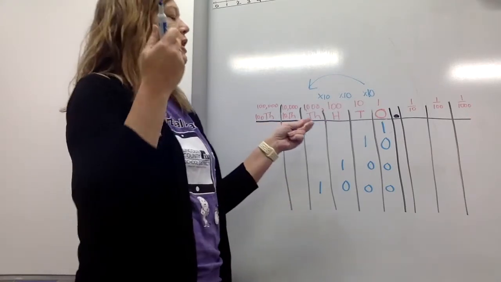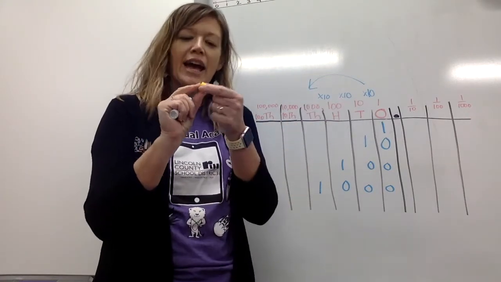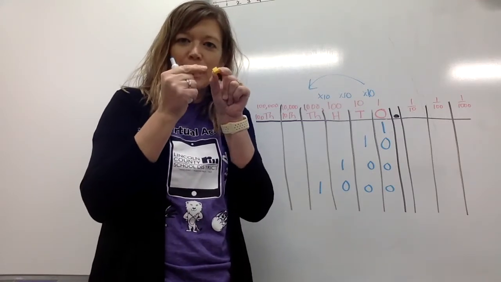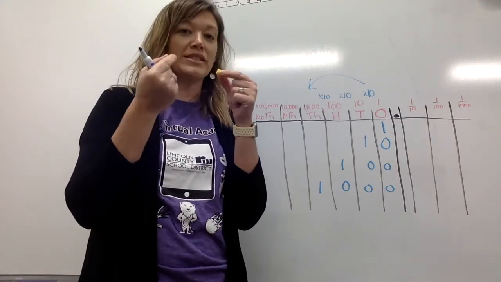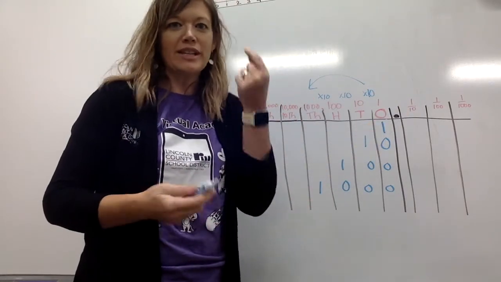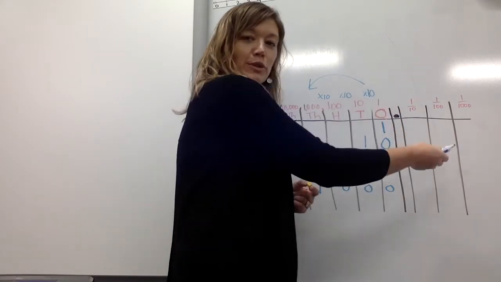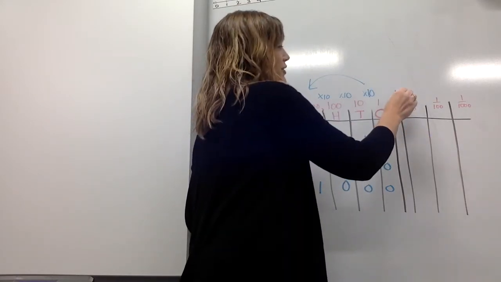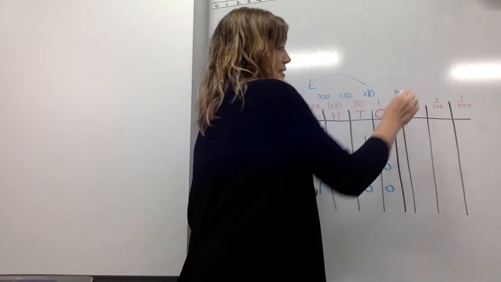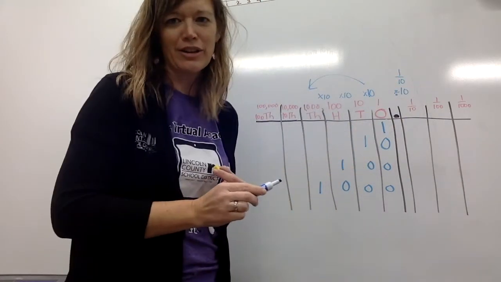The same is true as I go the other way. If I were to take 1 and break it into 10 equal parts, I would have 1/10. 1/10 is the same as saying dividing 1 into 10 little parts. So as I go to the right, I am actually dividing by 10, or I'm taking 1/10 of the value.